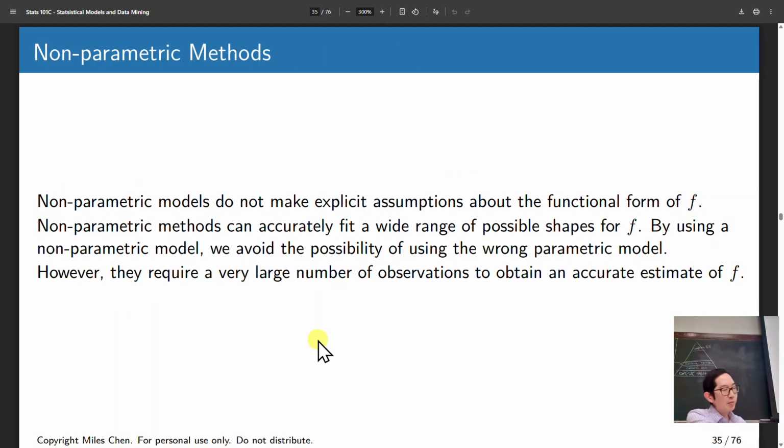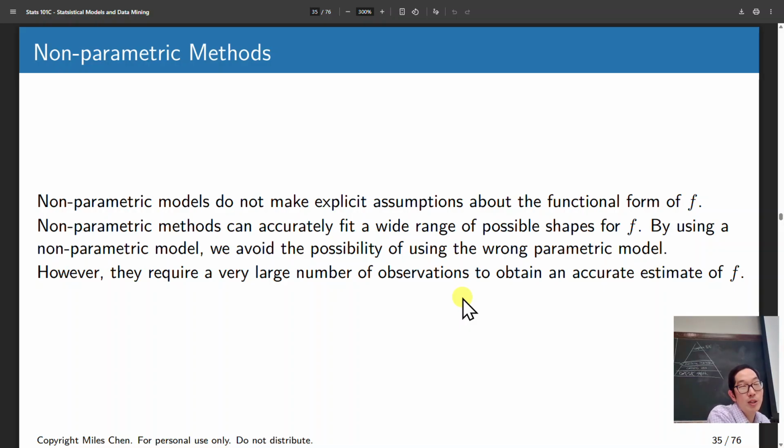So those are parametric models. On the other hand, we have non-parametric models. Non-parametric models don't make any kind of explicit assumptions about the functional form. And we can use these non-parametric models to fit a wide range of possible shapes for F.